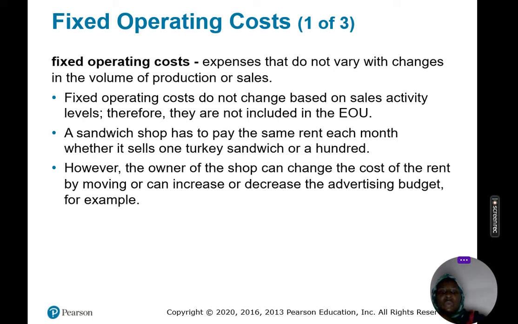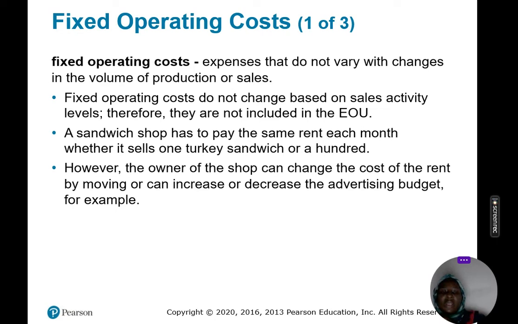Then we're going to look at fixed operating costs. We've talked about the variable costs. Now let's look at the fixed operating costs: expenses that do not vary with changes in the volume of production or sales. I already mentioned this. Fixed operating costs do not change based on sales activity. Therefore, they are not included in the EOU. You shouldn't use the economies of units to calculate this.